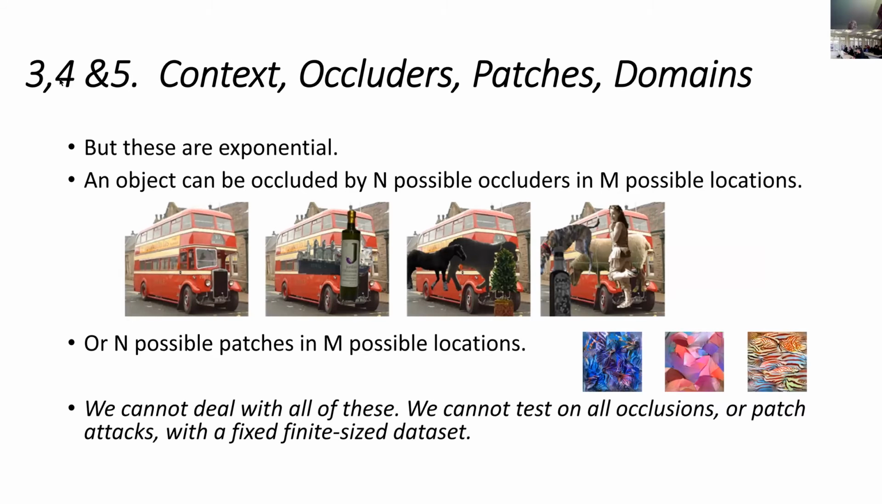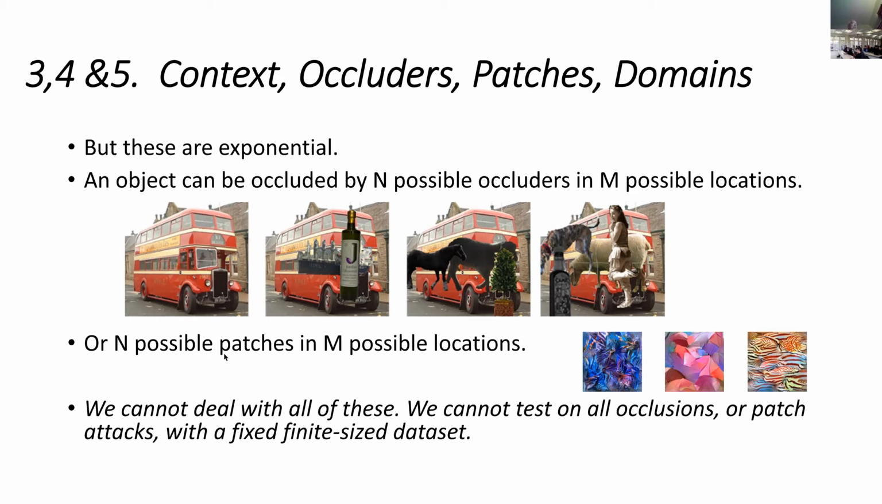But if you move on to the other types of non-robustness I was talking about, context, occluders, patches, and different domains, these are exponential. If you take an object like this London bus, you can occlude it by any number of different objects, and suppose you have n possible objects, you've got an exponential number of ways of occluding this object. And you can't have a data set that's big enough to represent all those occluders.